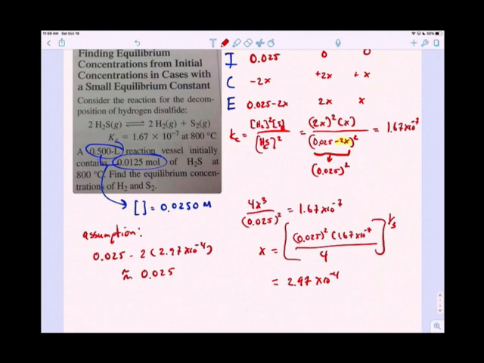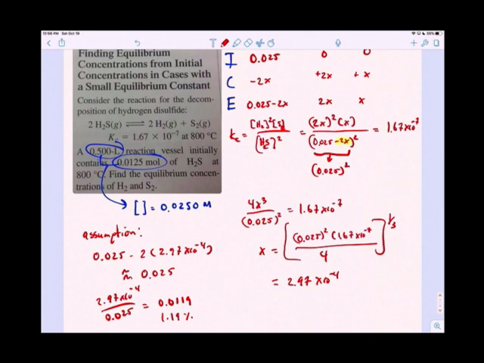So this, 2.97 times 10 to the minus 4 all over 0.025, is equal to 0.0119, or 1.19%. So that number only changes by a little over 1%.